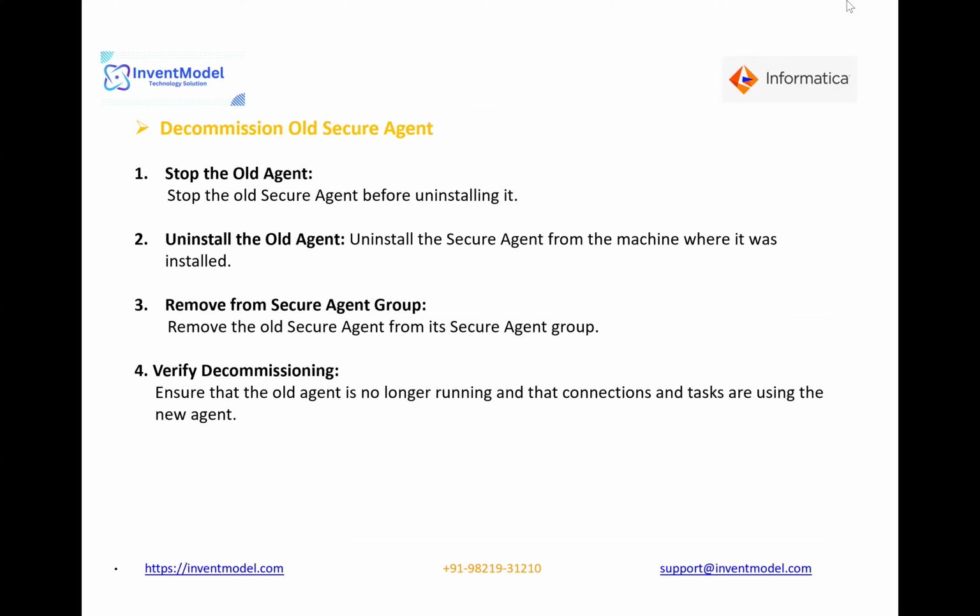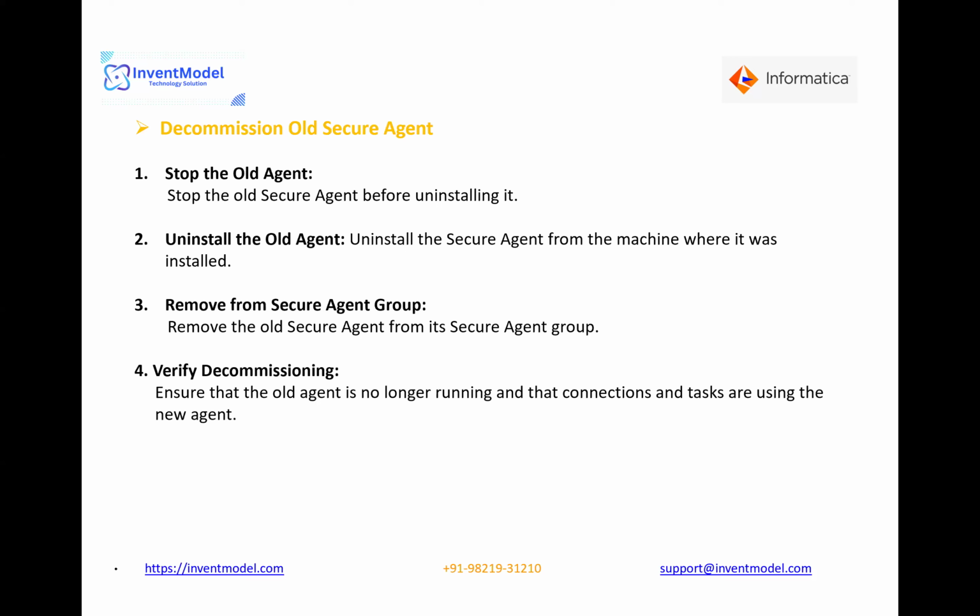So the last part of our process is uninstalling the secure agent, meaning we are decommissioning the old secure agent. For that we have four steps. So first is to stop the old agent. We need to stop the old secure agent which is already running before uninstalling it. Otherwise, we cannot uninstall because it's already running and the files are being used. If we try to uninstall it without stopping it, it will fail.